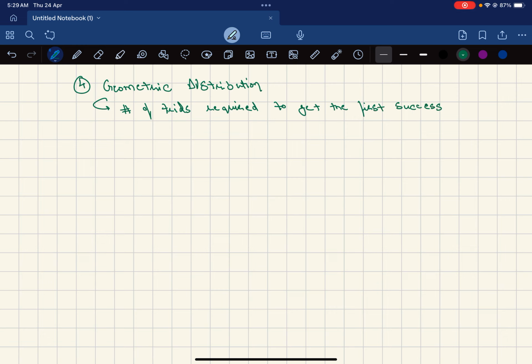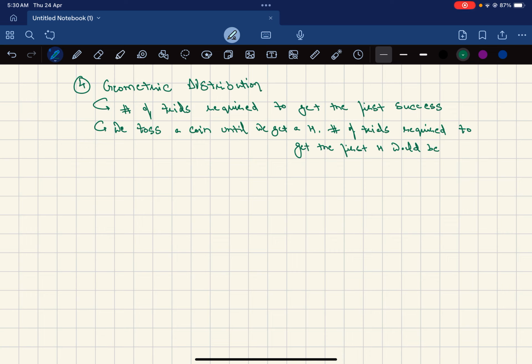So for example, let us say we toss a coin until we get a heads. Now the number of trials required to get the first head would be a geometric distribution.